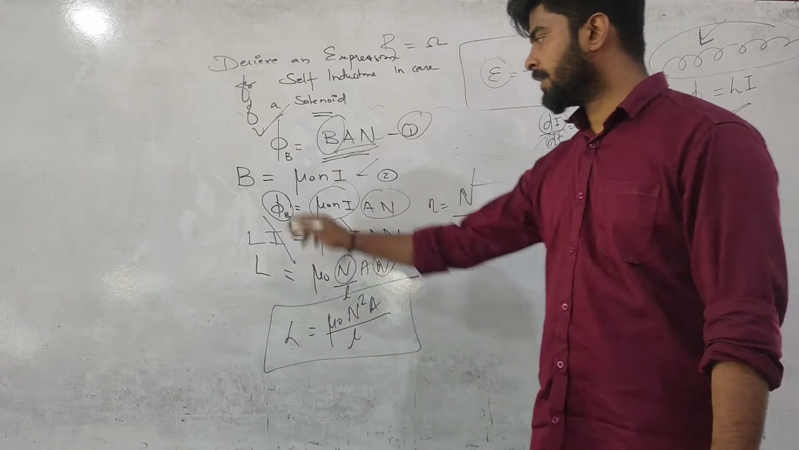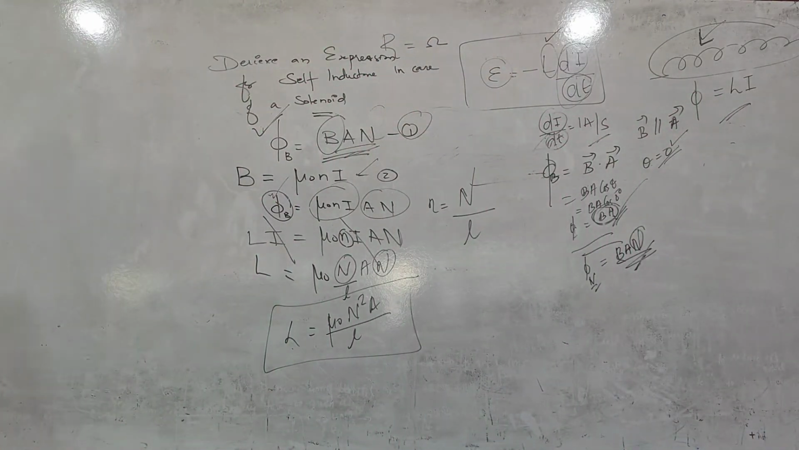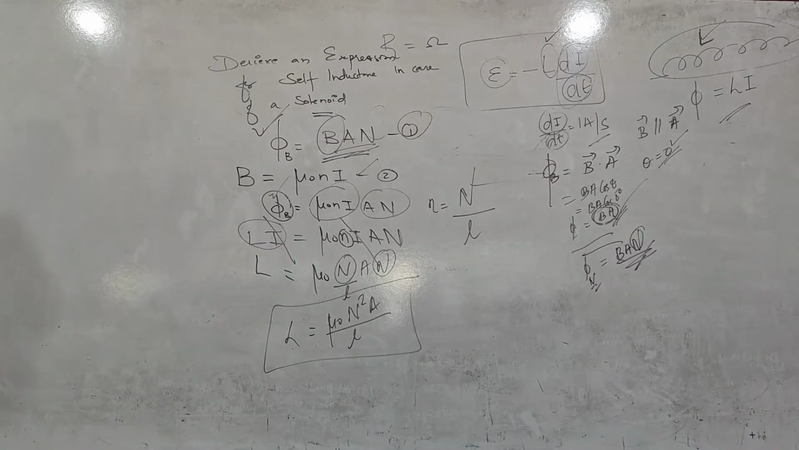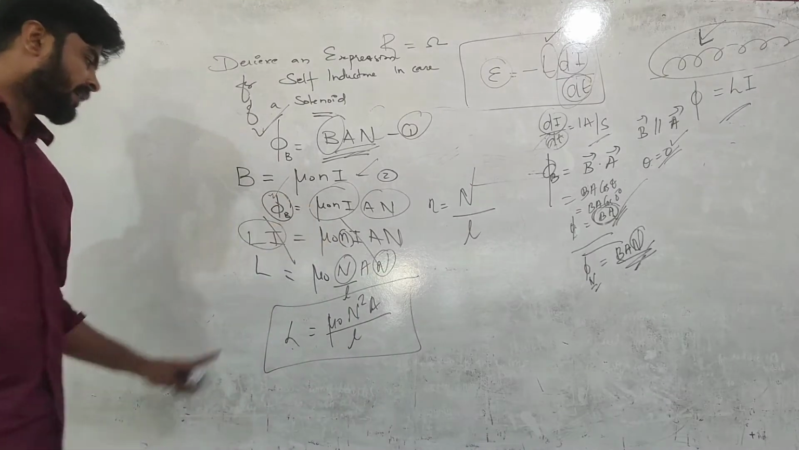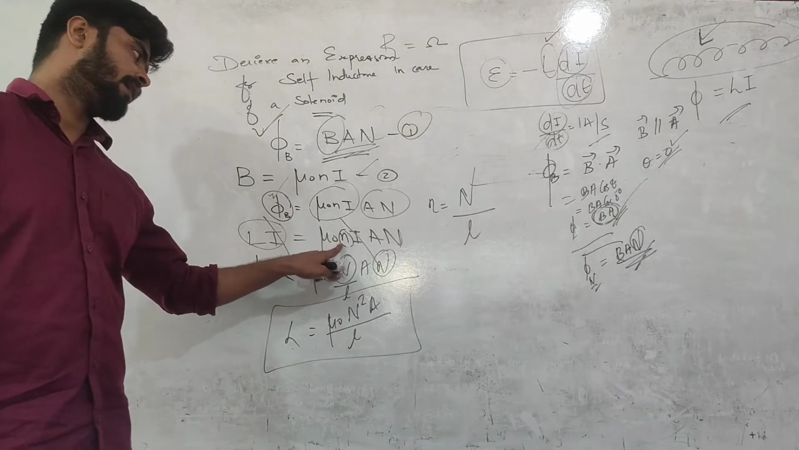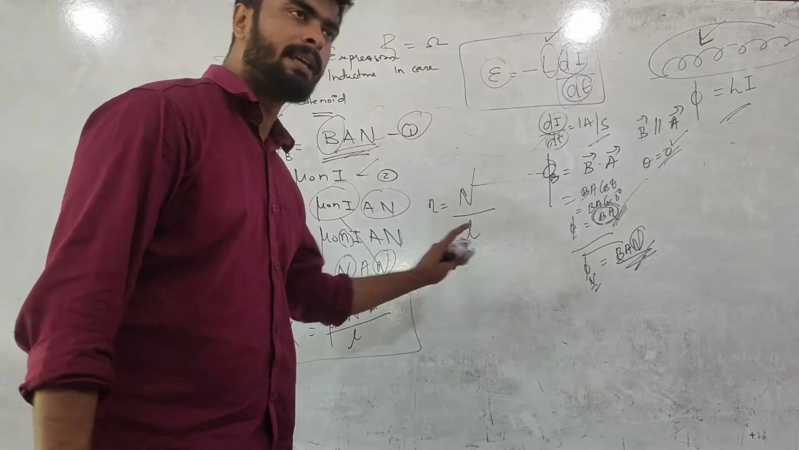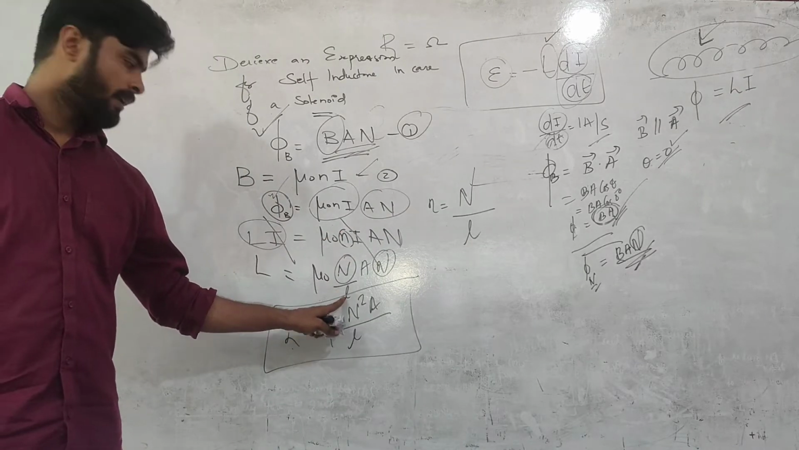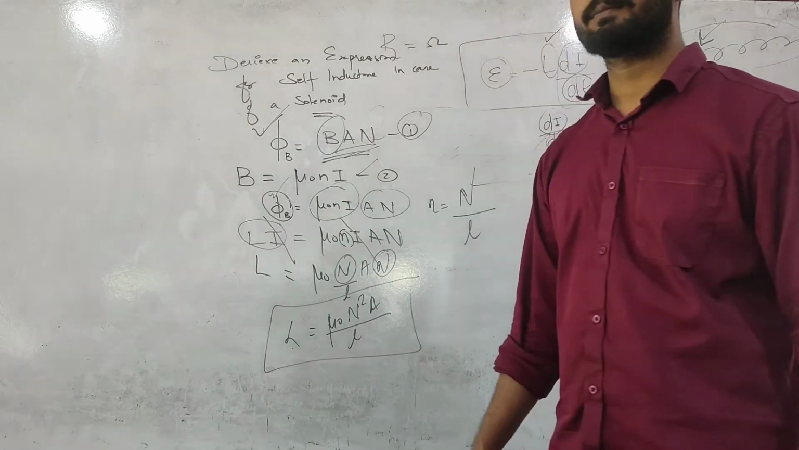And then we know that the magnetic flux associated with a coil or solenoid is L I from self-induction, right? So L I is equal to mu 0 n I A N. I and I get cancelled, and substituting the value of number of turns per unit length, in place of small n we can substitute capital N by l. So small n becomes N by l, and hence we get L is equal to mu 0 N square A by l.